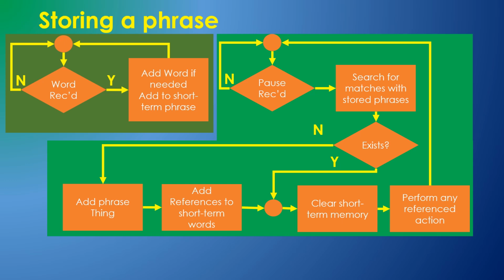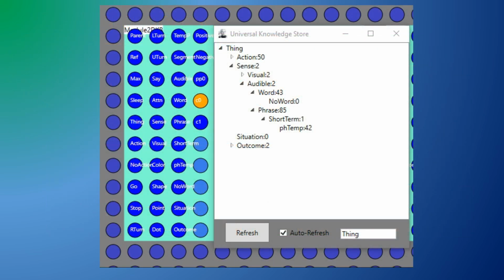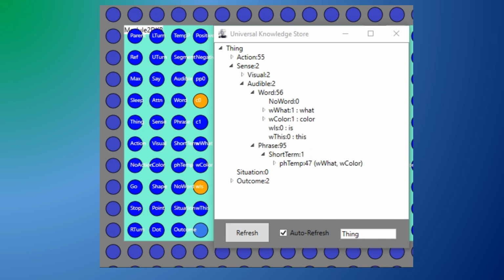If the phrase is found, it is fired, which will cause any associated action to happen. To see this in action, we'll use the world simulator to send phrases to Sallie. As words arrive at the knowledge store, you can see things added and a temporary phrase is built in short-term memory. When a pause indicates the end of a phrase, the temporary phrase is matched against stored phrase things, and if no match is found, a new phrase thing is created and the temporary memory is cleared.